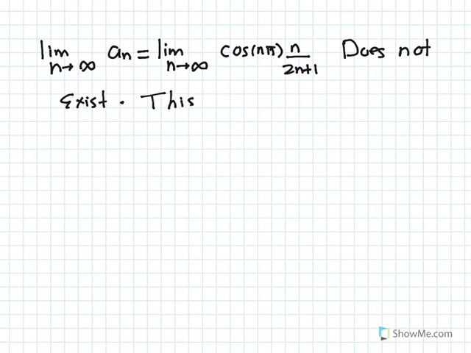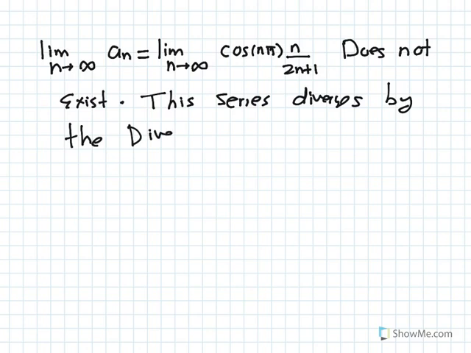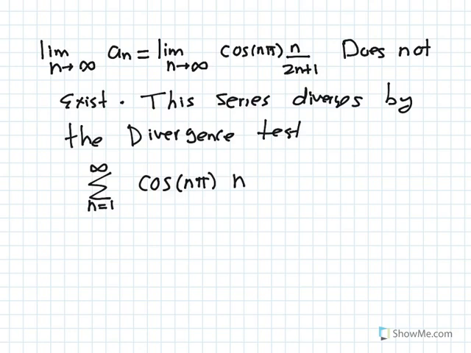This series diverges by the divergence test. And by the infinite series, we mean the summation from n equals 1 to infinity of cosine n pi times n divided by 2n plus 1. This infinite series diverges by the divergence test.